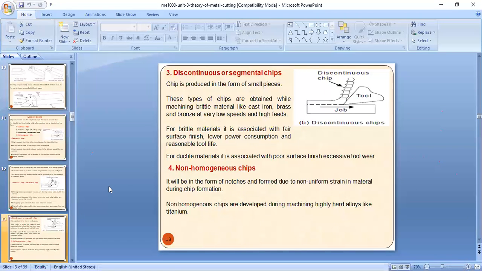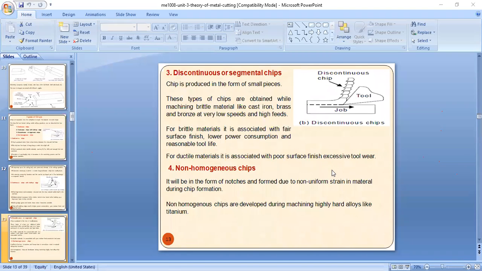For brittle materials, it is associated with fair surface finish. Fair means it is only medium, not poor and not a good surface finish. And naturally, unlike the built-up edge, it has a lower power consumption, and they have a reasonable tool life, more when compared to the built-up edge. For ductile materials, here we have the poor surface finish, as we have already seen, and excessive tool wear also.